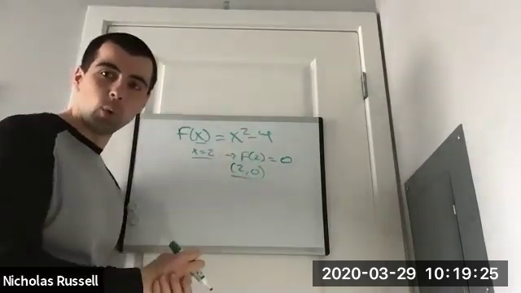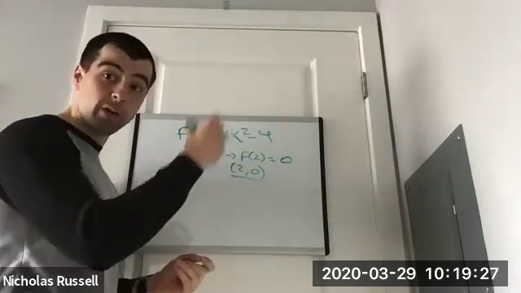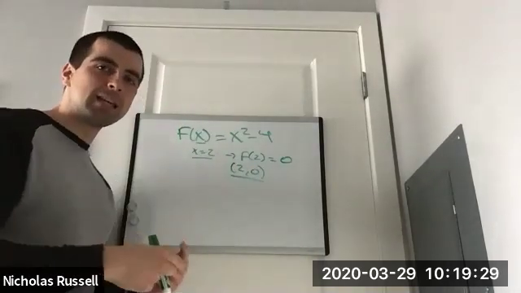I can do this for every single one, right? I can give you an x, I can tell you my y value, I can tell you my height. That's kind of the idea.